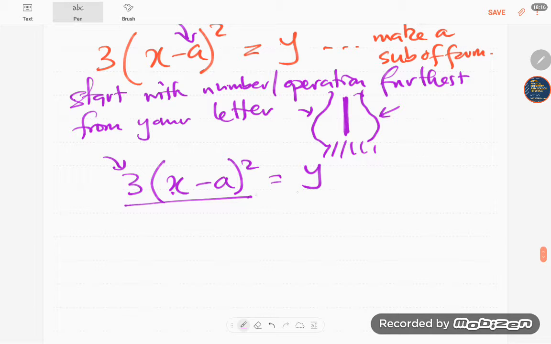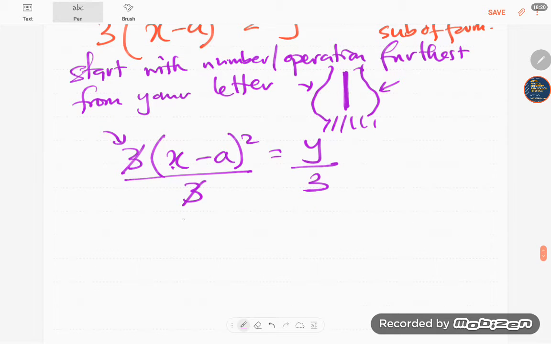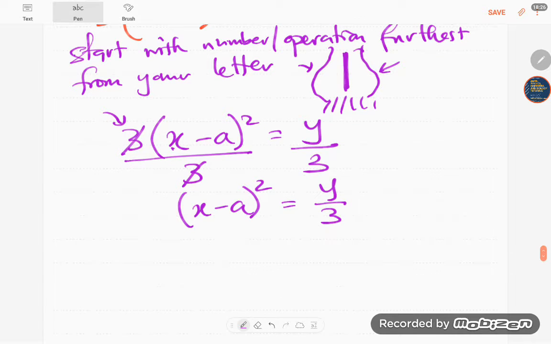The 3 is multiplying, so to remove the 3, I'll need to divide both sides by 3. So that will then allow me to get my (x minus a) squared is equal to y over 3. And then what's the furthest operation? I definitely cannot get into the x because the x is adding, but it's inside the brackets.